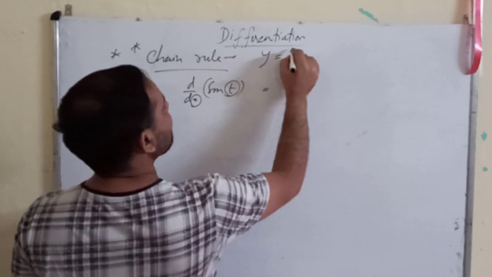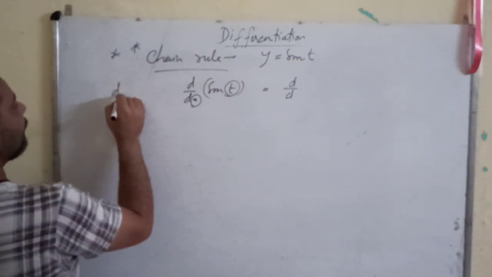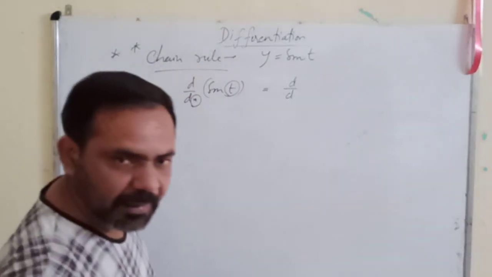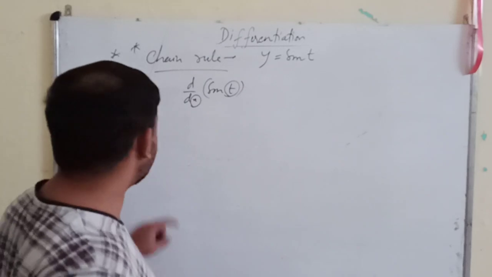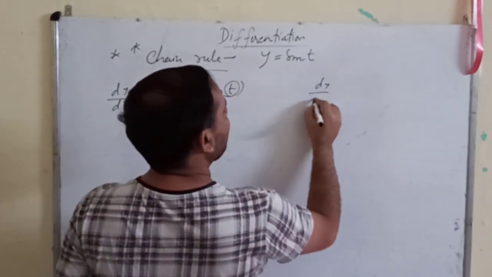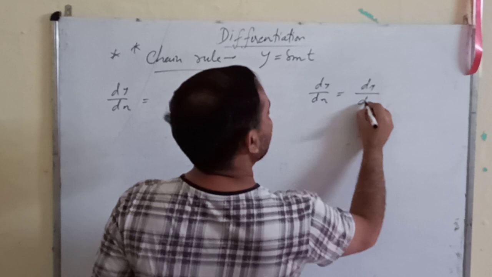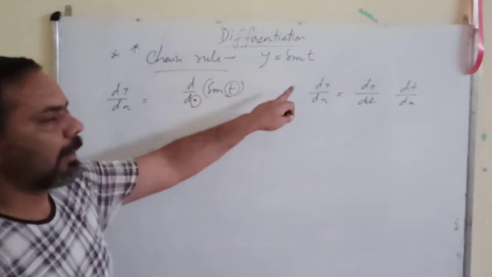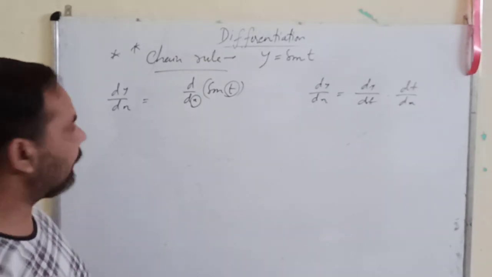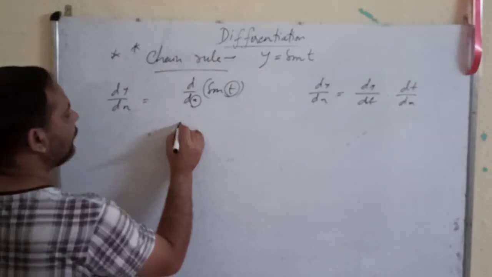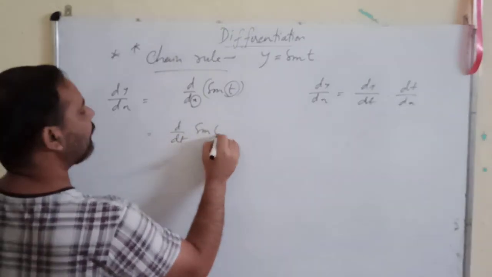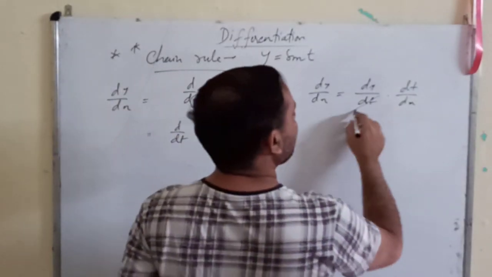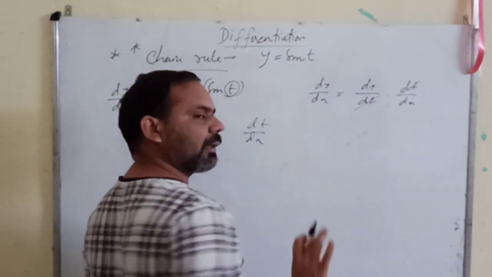Suppose your y is sine t and you are finding dy by dx. You want to find out this. This is not possible directly. What you have to do is use this condition. dy by dx equals dy by dt into dt by dx. Okay? dy by dt into dt by dx. So this will become d by dt of sine t into dt by dx. See here, if your dt get cancelled, then you get again dy by dx only.